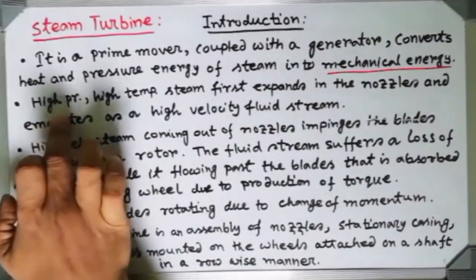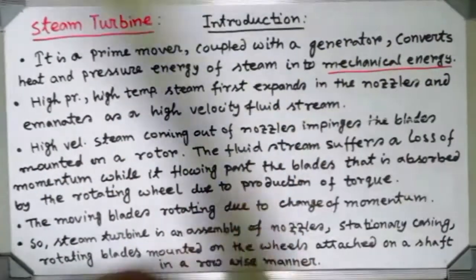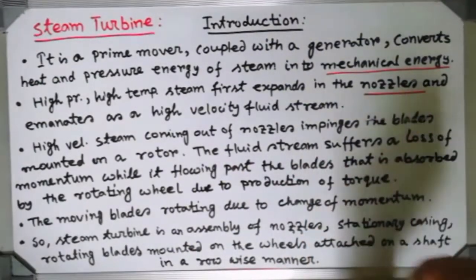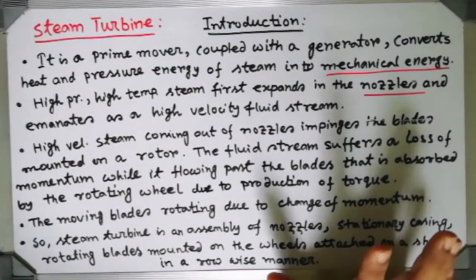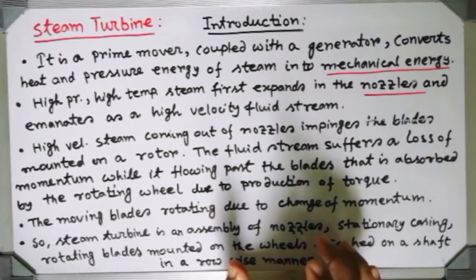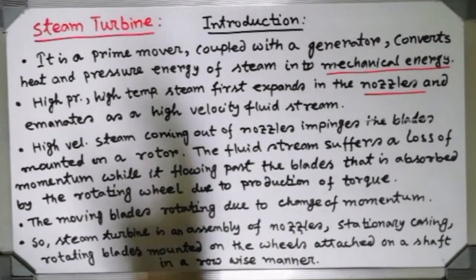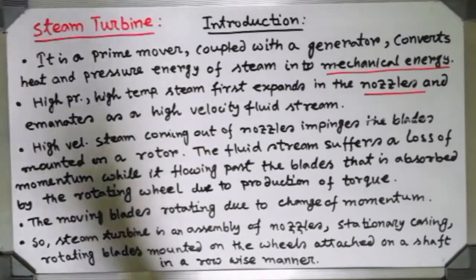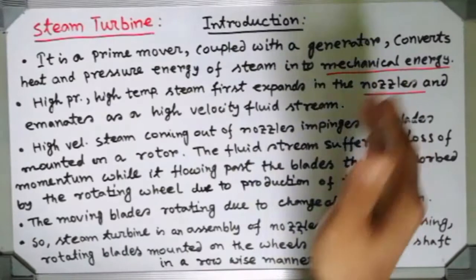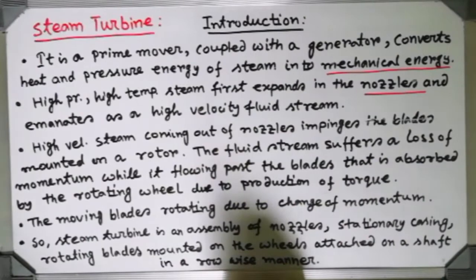Second part I have written: high pressure, high temperature steam fast expands in the nozzle. That is a very important device, the nozzle. I think you people have heard the name before. A nozzle is basically a static device, not a moving device. It is just expanding the steam. The steam coming out from the boiler is going to enter the nozzle first, and the nozzle increases the velocity of the steam.